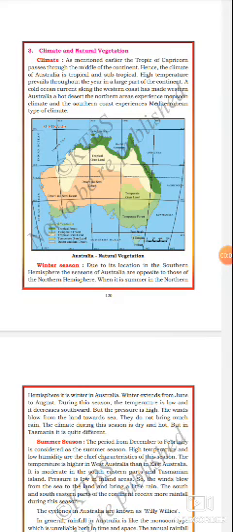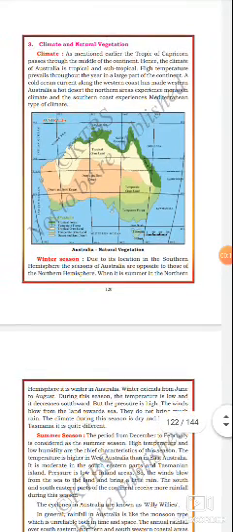In the last class, we learned about the location of Australia, the extent of Australia, the physical divisions of Australia, and the river systems in Australia. In today's class, we will see the climate and natural vegetation of Australia. Let us see first the climate.